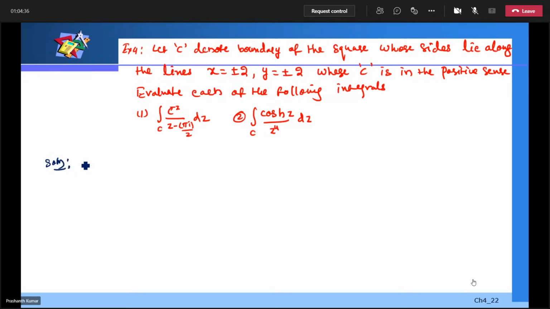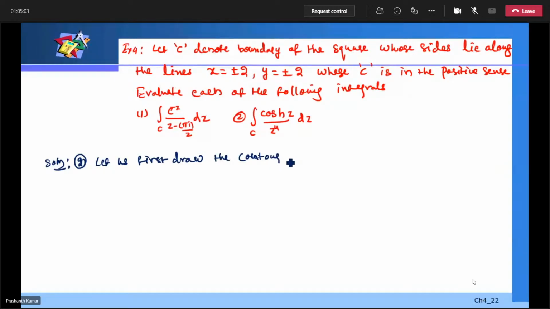Solution number 2. First I am doing, let us first draw the contour.